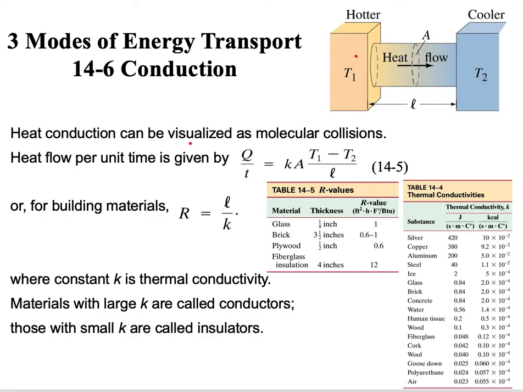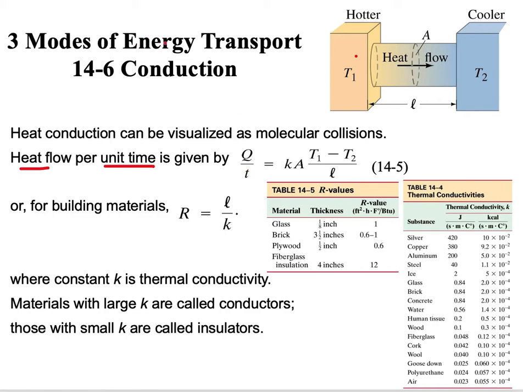Heat conduction can be visualized as molecular collisions. So this is your model. We just think of heat being transferred through a metal pot by the collisions of these particles. In this case, we're going to be looking for heat flow, which heat is given by Q, but we want to know per unit time. So we're looking for a rate of heat transfer.